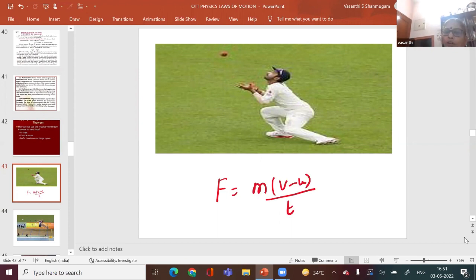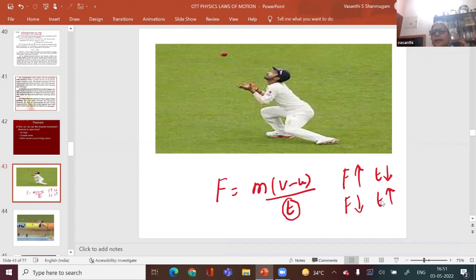So whenever you want to increase the force, reduce this time. If you want to increase the force, the time of impact has to be reduced. When you want to decrease the force, the time of impact has to be increased. So the impulse depends on both F and t. Here I'm increasing the time of impact.